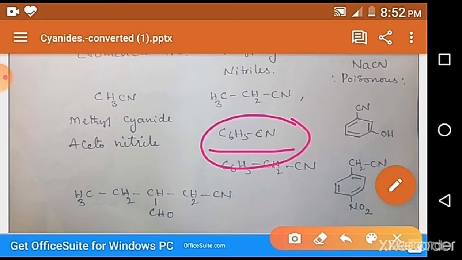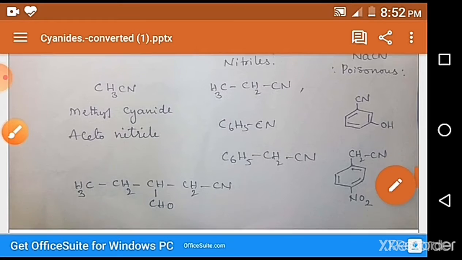cyanobenzene or benzonitrile. Coming to this one, it is also benzonitrile, but in the third position it has a hydroxy group. So 3-hydroxybenzonitrile, or 3-hydroxyphenyl cyanide, or 3-hydroxycyanobenzene. So these are the different names in different naming systems.